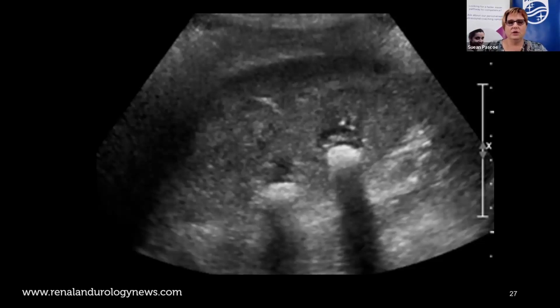So the thing that distinguishes artifactual shadow from real shadow generated by a stone is that the real stone shadow is there in both scanning planes. So you can see on this image, this really nice, bright, echogenic, white, very dense renal calculi, and behind it you get the acoustic shadow, and we also have another one here.